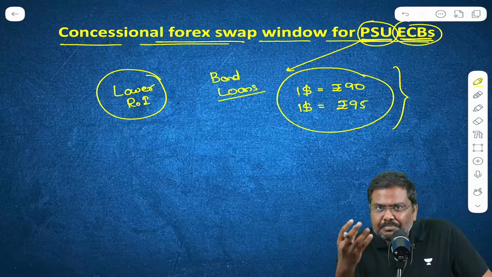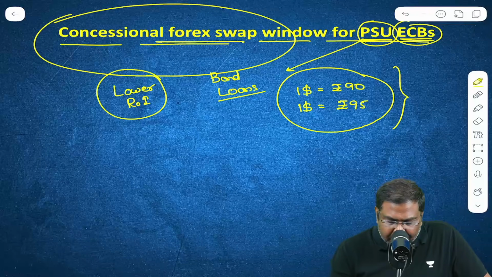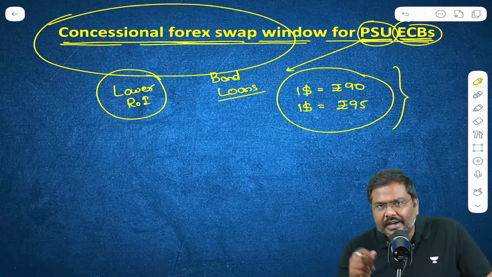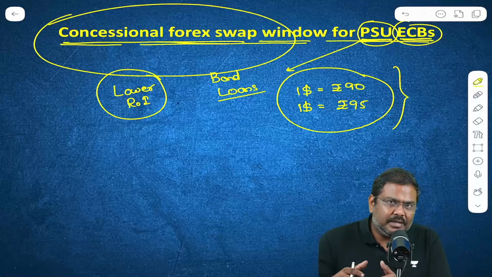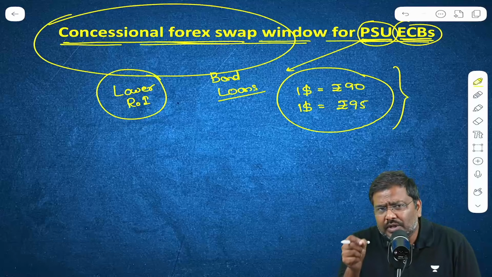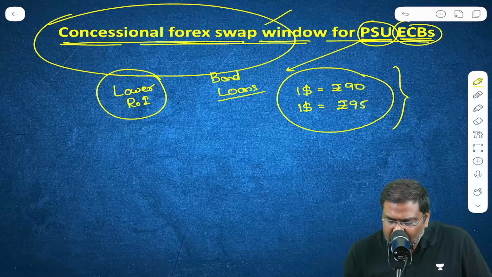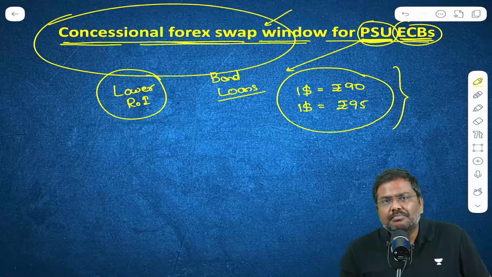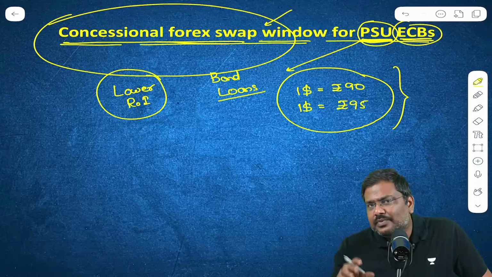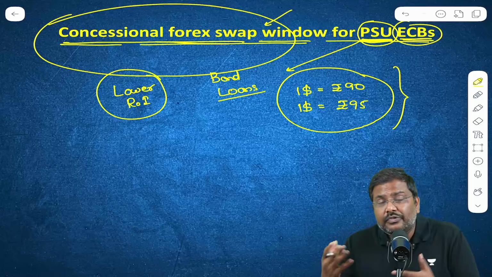In order to provide protection to the public sector undertakings, the Reserve Bank of India has extended the concessional forex swap window facility. Under this, RBI simply says, whatever assistance I'm providing to the banks under the FCNR deposit scheme, the same benefit I will extend even to the public sector undertakings. With this, what is expected is very simple. The public sector undertakings will borrow more, front load.